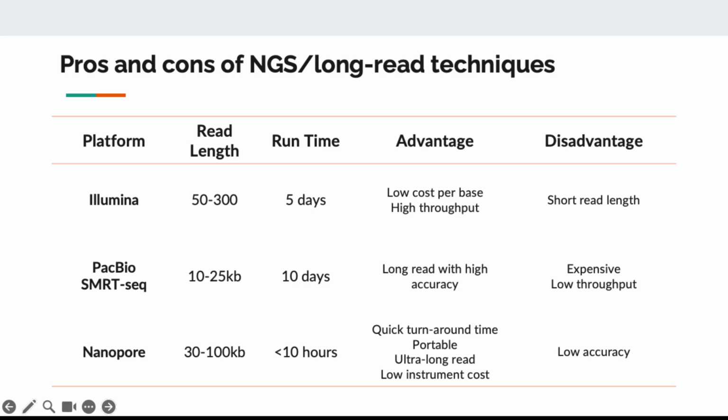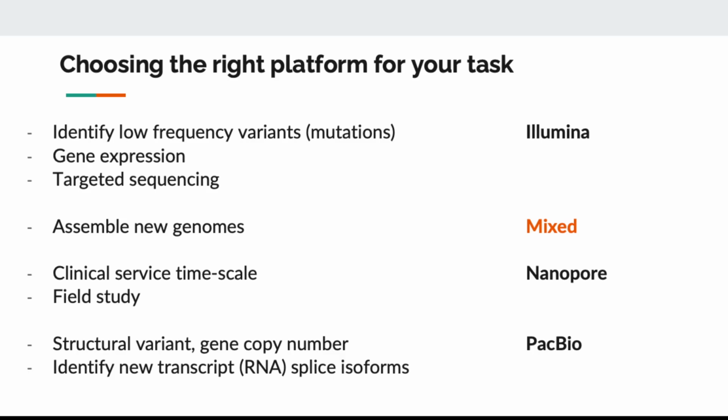Okay, so you might have a question: when should I use each technique? The best way would be to read the paper on the topic that you want and see which platform they use. But as a general rule of thumb, if you want to identify a low frequency event, like a low frequency mutation, you want to sequence with high throughput because you want to detect something that's very rare. In that case, Illumina would be best because you get many reads from Illumina. You can detect a 1% mutation from the cancer sample.